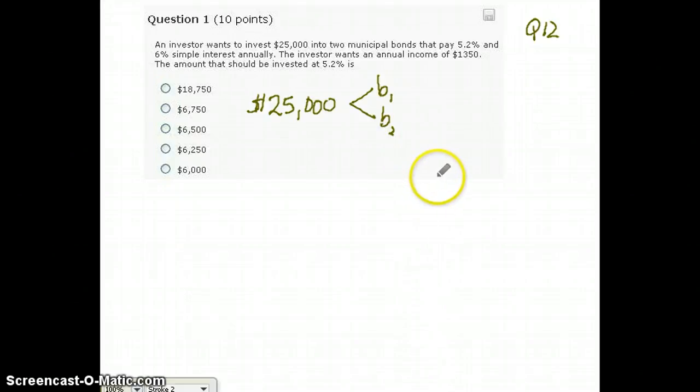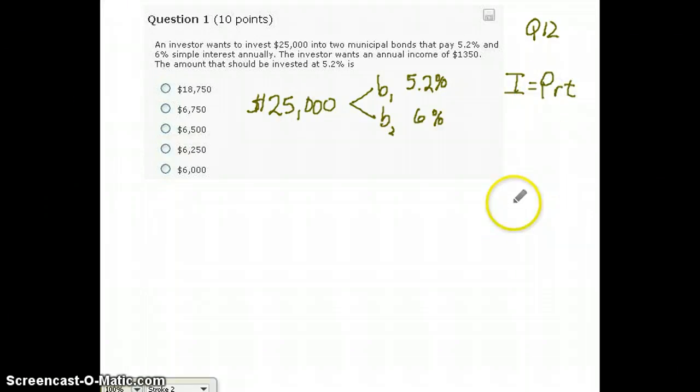Now, these bonds pay a different percentage. One of them pays 5.2% and the other 6%. The question says simple interest annually. The formula for interest is I equals PRT. That's interest, that's the money you have, that's the rate, and that's the time.